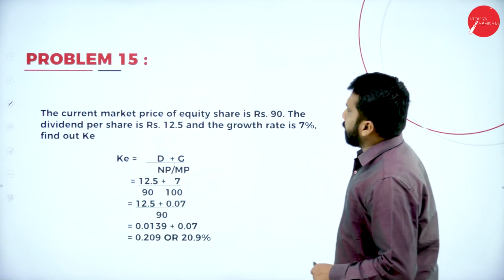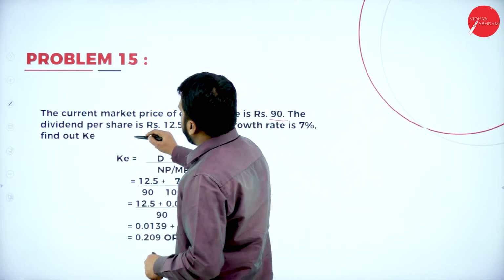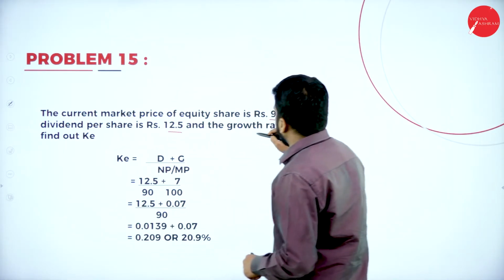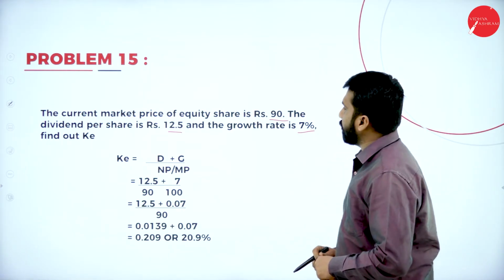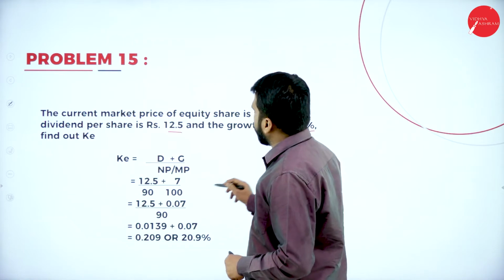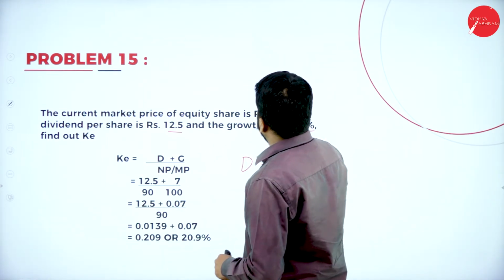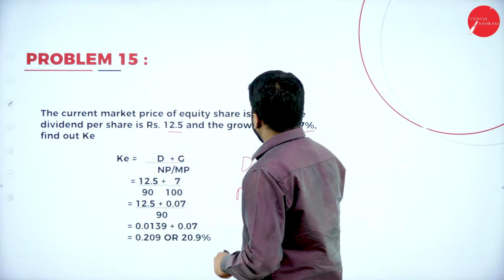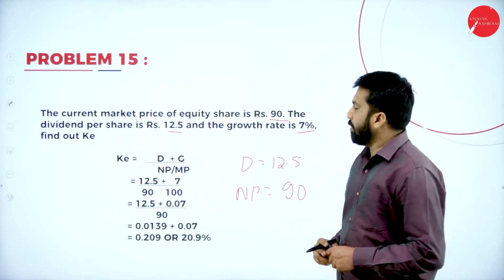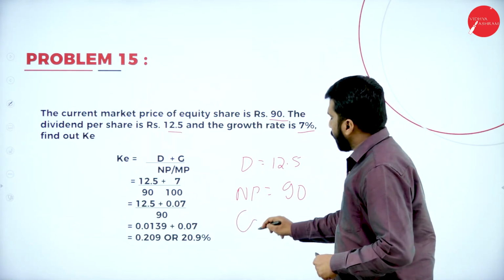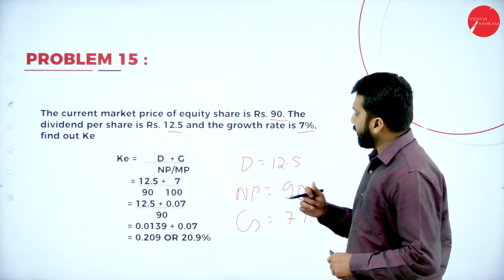Problem number 15. The current market price of equity share is 90. The dividend per share is 12.5 and the growth rate is 7%. How do we calculate? Your dividend is how much? 12.5. And what is your equity? Yes, net proceeds is 90. These are the informations we have. What is the growth rate? Your growth rate is 7% given directly.